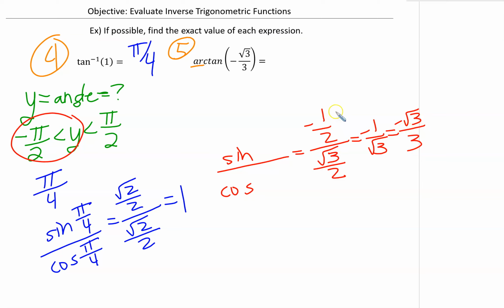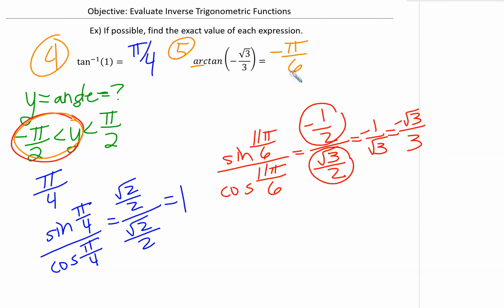So what angle has a sine of negative 1/2 and a cosine of positive root 3 over 2? Well, in the first positive revolution, that's 11 pi 6. But again, that's not the angle we use here because we're dealing with our negative angle measurement. So we have to realize that 11 pi 6 is equivalent to negative 1 pi 6, or just negative pi 6. That becomes our angle there.